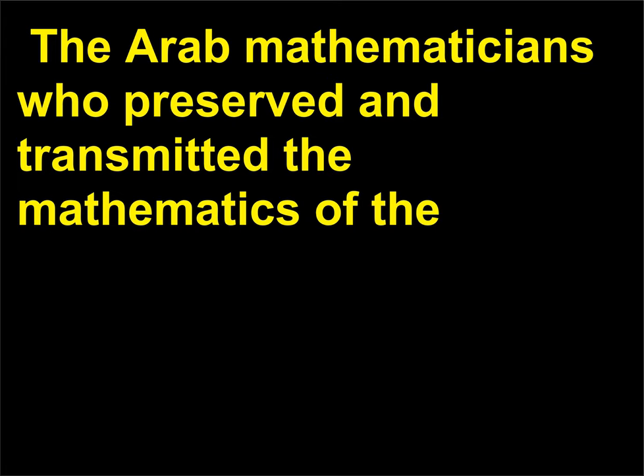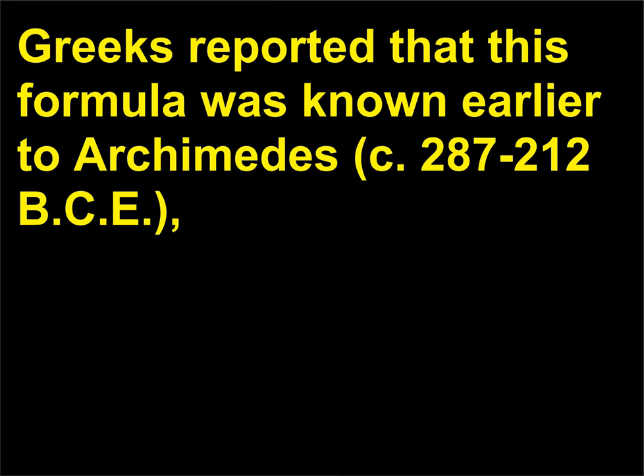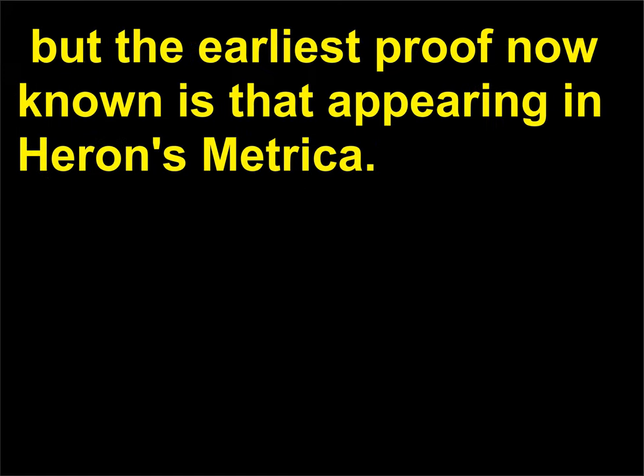The Arab mathematicians who preserved and transmitted the mathematics of the Greeks reported that this formula was known earlier to Archimedes, c. 287 to 212 BCE. But the earliest proof now known is that appearing in Heron's Metrica.